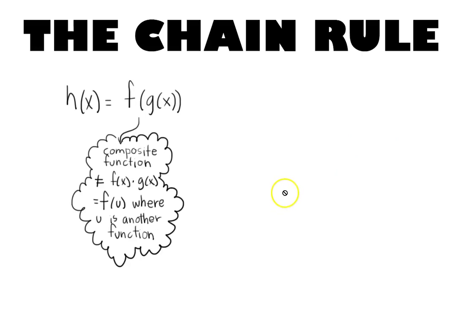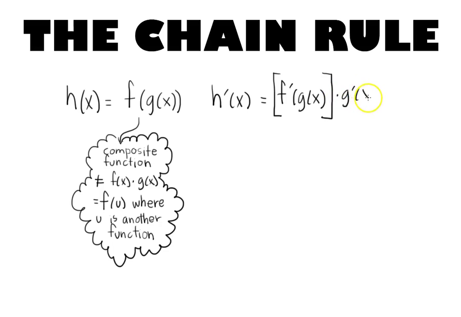Let's see if we can figure it out. So we got to start with the chain rule. And we're going to go back to that question. And we're going to see what we can do about it. Okay, so here we go. What is h prime of x? Now, that is actually equal to, so this is the chain rule. This is the actual rule. It is f prime of g of x, and I'm going to put some big brackets around this just so that we can really see what we're talking about, multiplied by g prime of x.